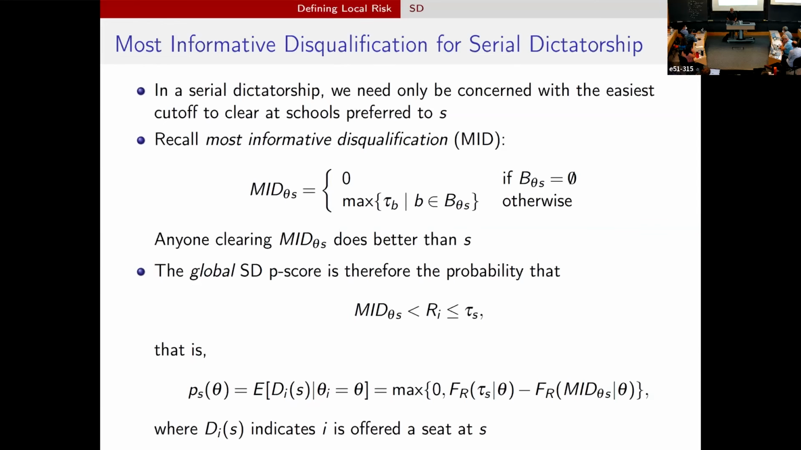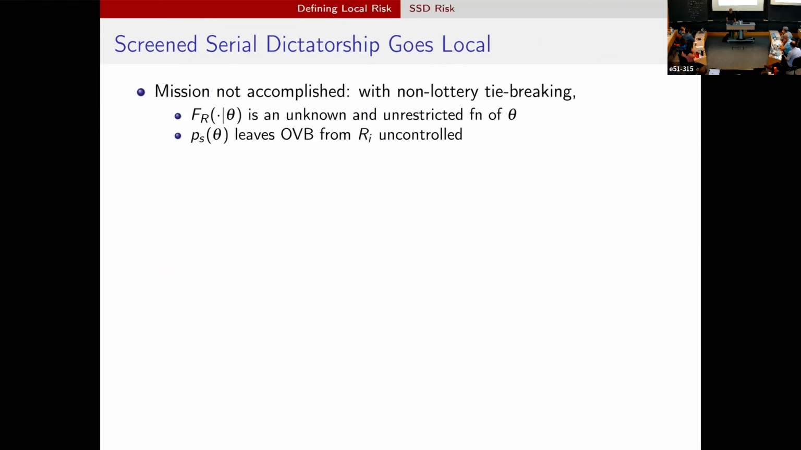I can move on, but unfortunately, if I had lottery-based tie-breaking, I would be done, right? What I have here is non-lottery-based tie-breaking. Okay, so we still have a problem. I don't know what this F of R thing is, right? I don't know what the distribution of potential tiebreakers is coming from, so my mission is not accomplished. Okay. So in general, when we have non-lottery based tie-breaking, this F, the distribution of tiebreakers, is unknown, and it's an unrestricted function of theta. So even trying to estimate this is going to be quite challenging. The propensity score is going to leave the omitted variables bias from the underlying running variable uncontrolled as well.